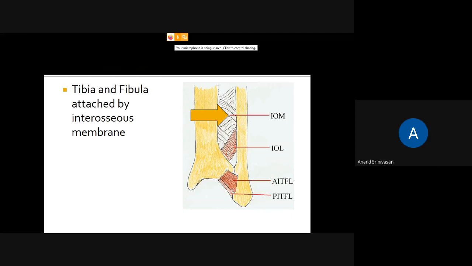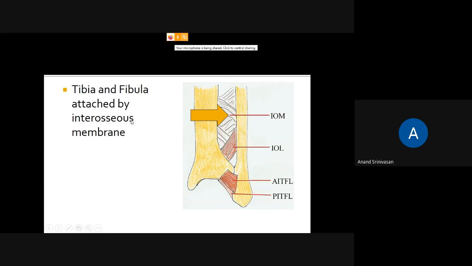They are located in our leg. Yes, very good. They are located in our leg. Okay, so tibia and fibula. Now, these two bones are attached together by means of a membrane which is called the interosseous membrane. Inter means between, osseous means bone, membrane. So the interosseous membrane unites the two bones.